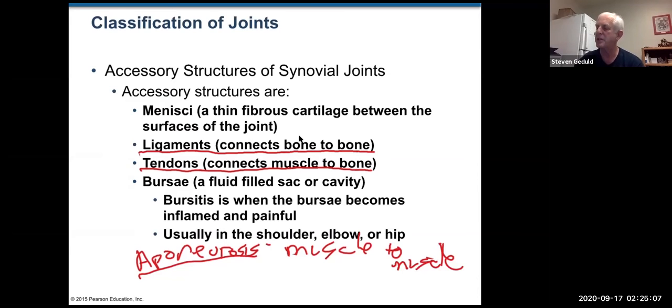The bursa was our fluid-filled sac. Bursitis is when that bursa becomes inflamed and it becomes painful for the patient. Usually shoulder, elbow, or hip patients, we have bursitis.